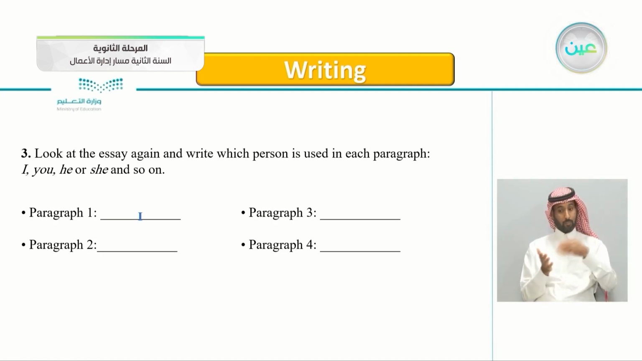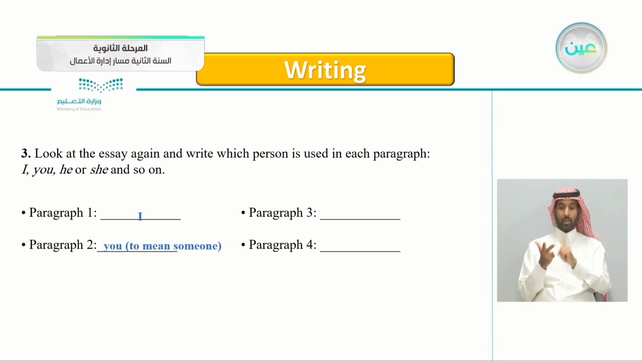Again, look at the essay again and write which person is used in each paragraph: I, you, he or she, and so on. So the first paragraph, we wrote I. What about the second one? Yes, you, to mean someone. When he says you have to do this, you have to do that, he means someone, not you particularly. You as a reader.